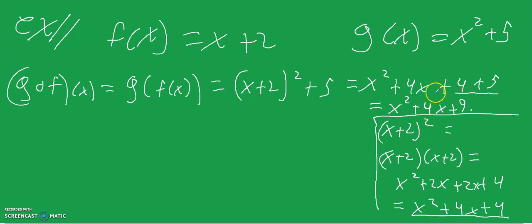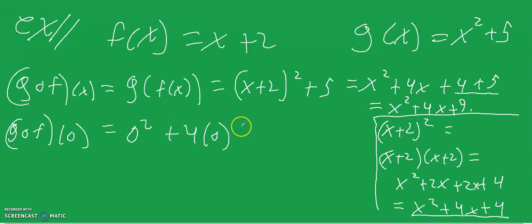Now let's do g of f of, let's make this a little easy. Let's do 0. So this is the function I'm using to evaluate g composed with f when x is 0. So it's going to give me 0 squared plus 4 times 0 plus 9. Now 0 squared is 0, so that's dead. 4 times 0 is 0, so that's dead. All I'm left with is this plus 9.